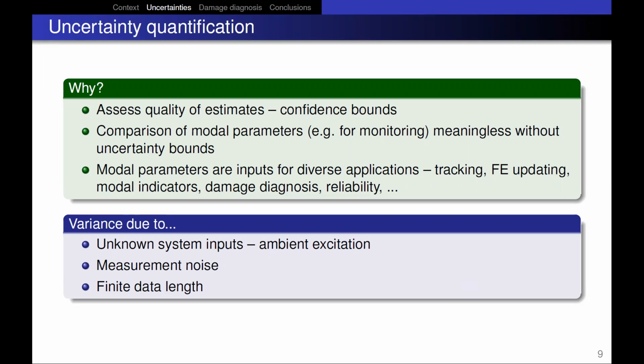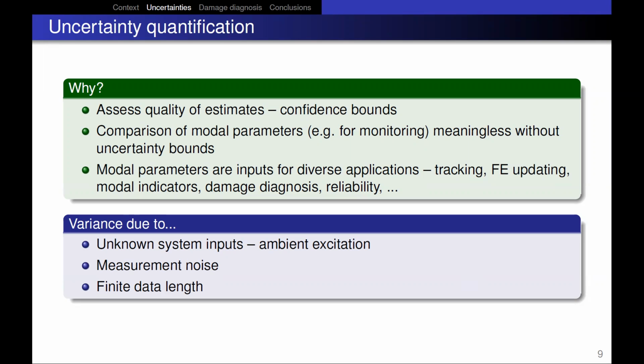If we want to compare modal parameters between different data sets, that would be meaningless without having uncertainty bounds, because you wouldn't know if it's just a natural fluctuation due to the intrinsic uncertainties, or if it's a significant change due to some change in the system. And then our modal parameters are inputs for diverse applications, for tracking, for FE model updating, for damage diagnosis, etc. So the uncertainties with which we estimate our initial modal parameters also play a role in those applications, because they will make our results somehow uncertain. So it's important to assess them right from the start.